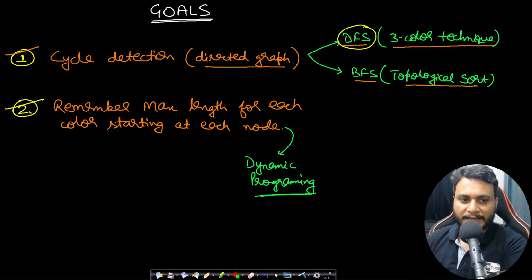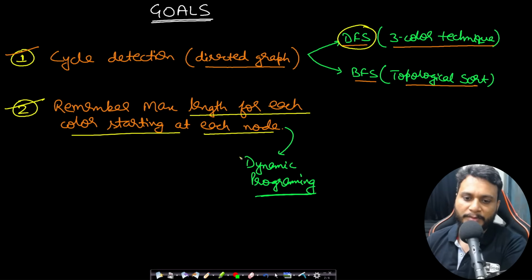Now the second goal is to remember the maximum length for each color starting at each node, as I had shown you, and we will be doing it with the help of dynamic programming. So this entire problem will be solved as DP on graph, right? I think it is clear for you.